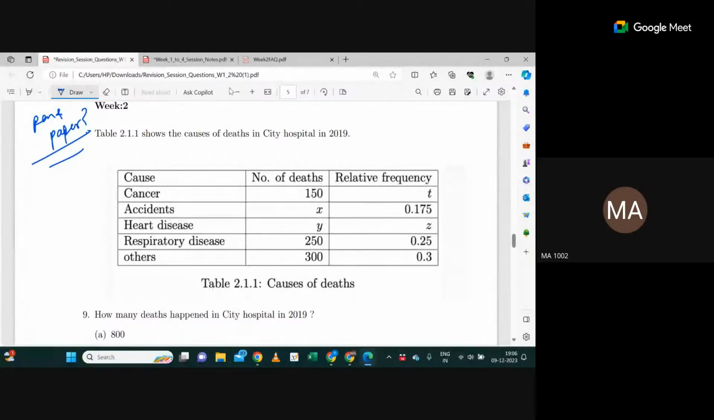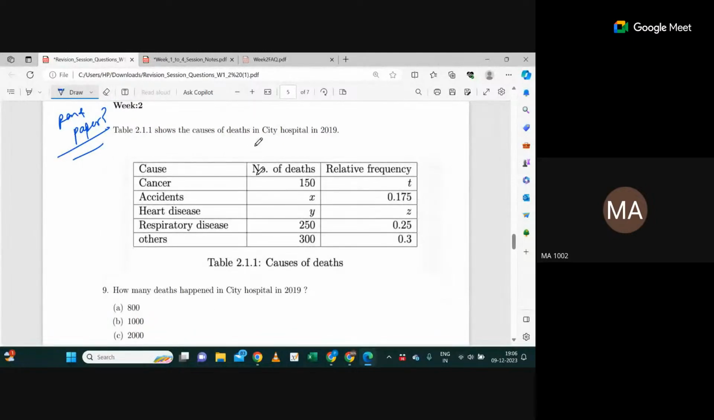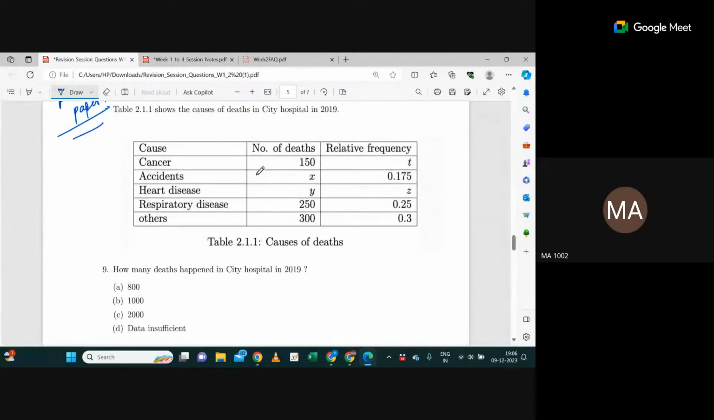So the very first question says, this table shows the causes of death in a city hospital in 2019. So you have to find this: how many deaths happened in the city hospital in 2019? This table gives you information about the number of deaths and relative frequency. By using the concept of relative frequency, you have to find out the total number of deaths in the city hospital in 2019. So just solve it. I will be back in 2 minutes.